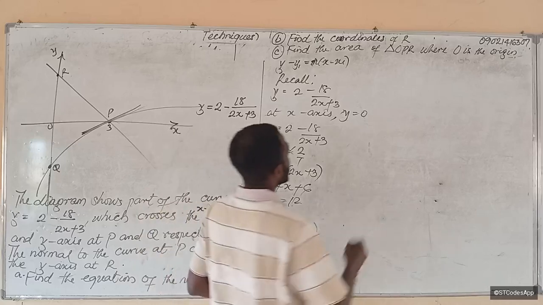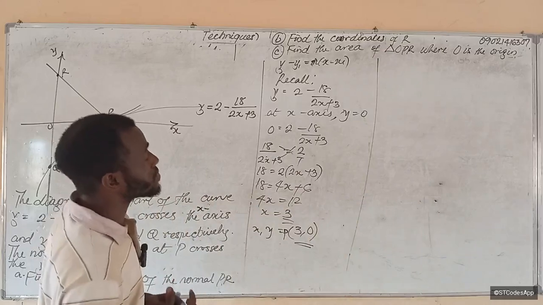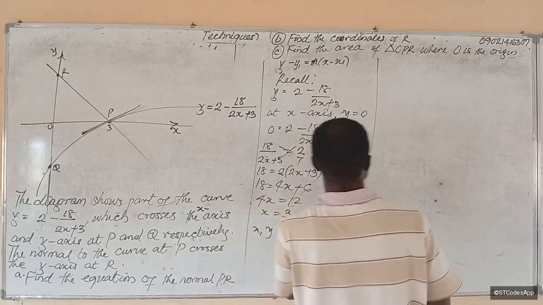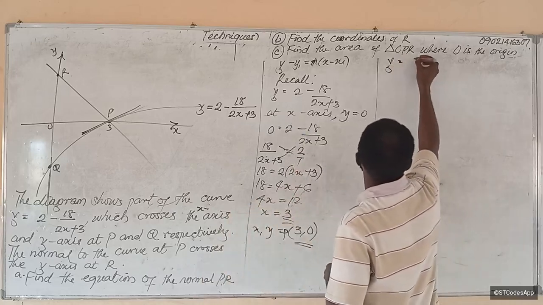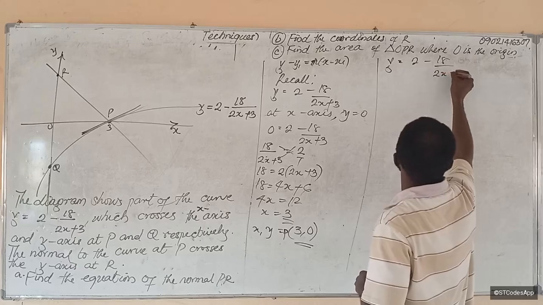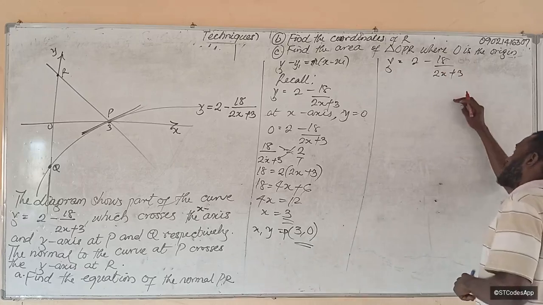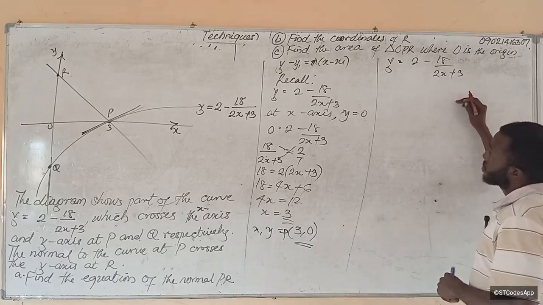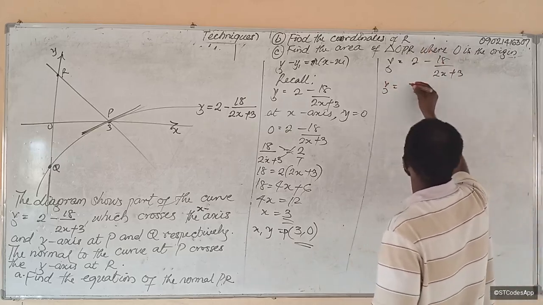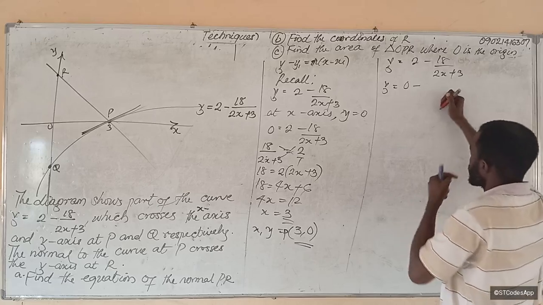Alright, so we've gotten that. Can we find the equation yet? No, we still need our m, our gradient. So we have to differentiate our function. Recall that our function is y equal to 2 minus 18 over 2x plus 3. So let's differentiate this, the constant 2 giving us 0. So dy/dx will be equal to 0 minus, and to differentiate this, we use the quotient rule.